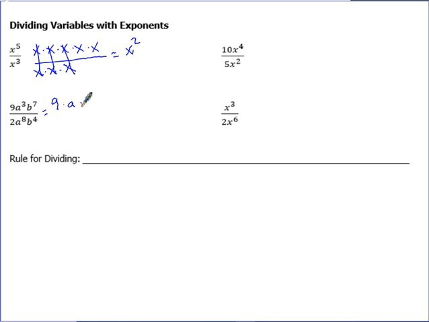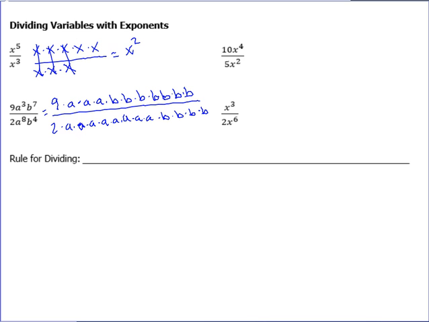All right, same thing with this one. So 9 a to the 3rd b to the 7th over 2 a to the 8th b to the 4th, okay? So 9 over 2, that cannot be simplified, so I know that's going to be part of my final answer. All right, I can cross out 1, 2, 3 a's here, and that leaves me with 1, 2, 3, 4, 5 a's on the bottom, so a to the 5th. And then over here, I can cross out 1, 2, 3, 4 b's, which leaves me with 1, 2, 3, b to the 3rd on the top.